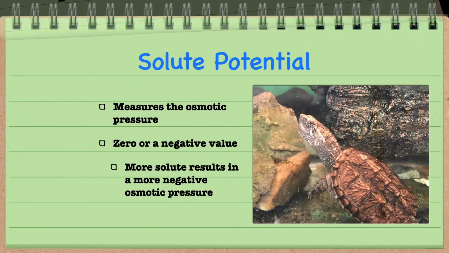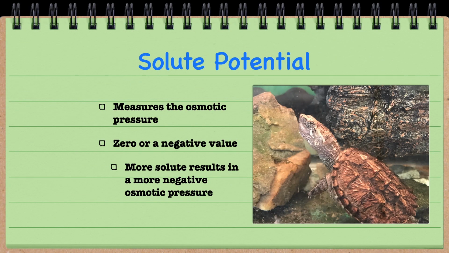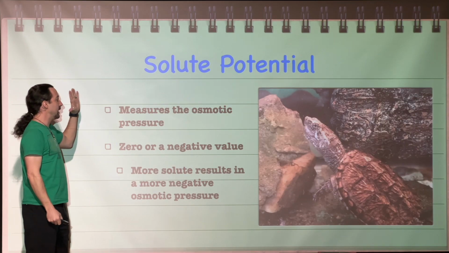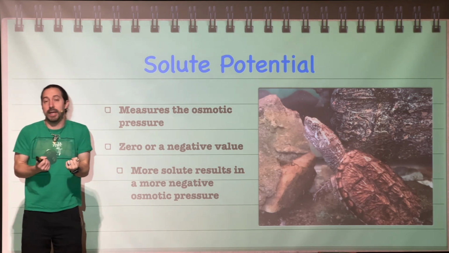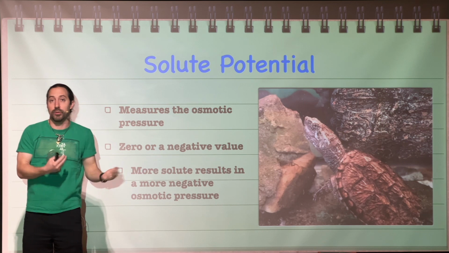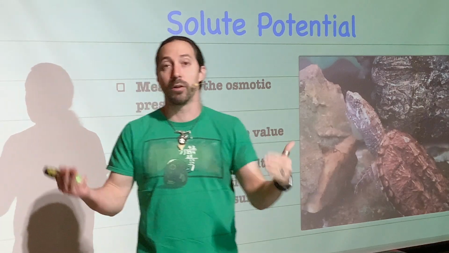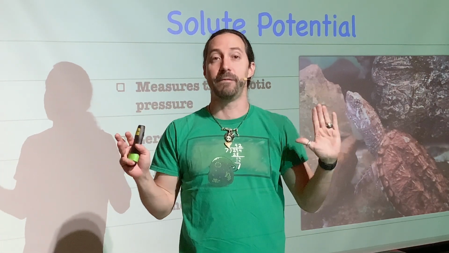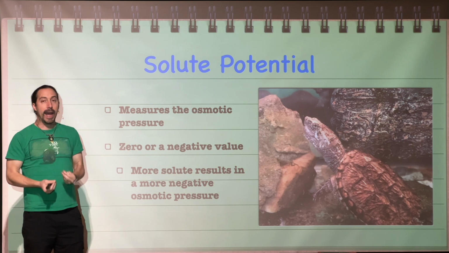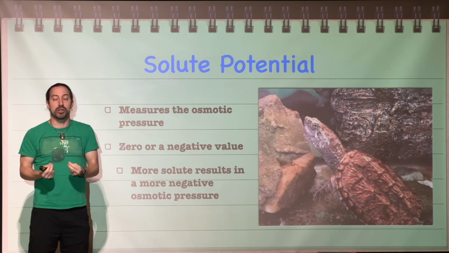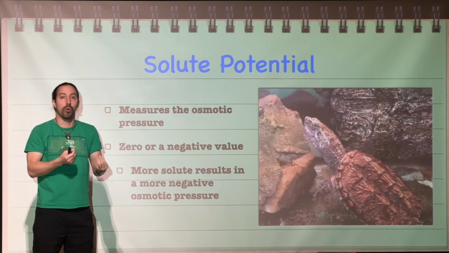Now the solute potential is something that we can calculate. First off, it measures the osmotic pressure, and it is only going to be either 0 or a negative value, so it's less than or equal to 0. It cannot be a positive value. Pure water has a solute potential of 0. It's by adding solute that this potential is going to become more and more negative.